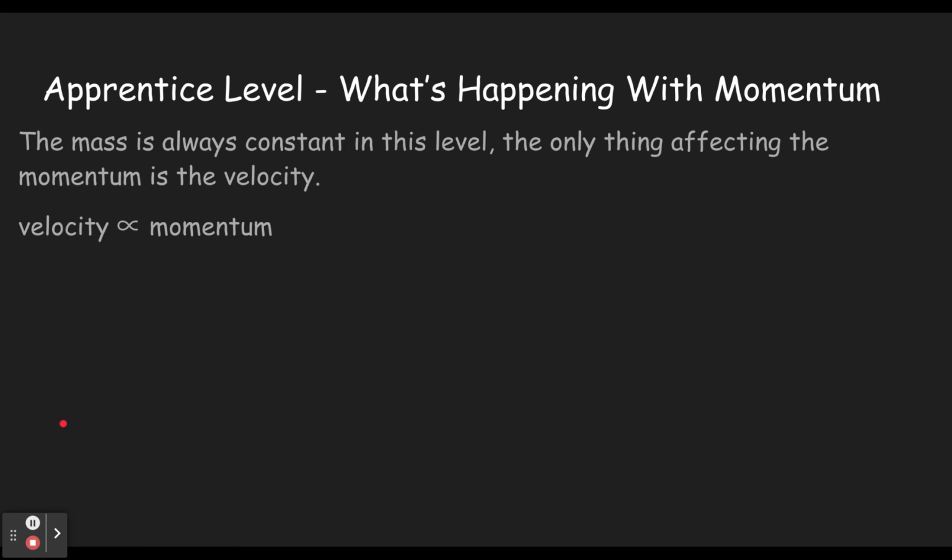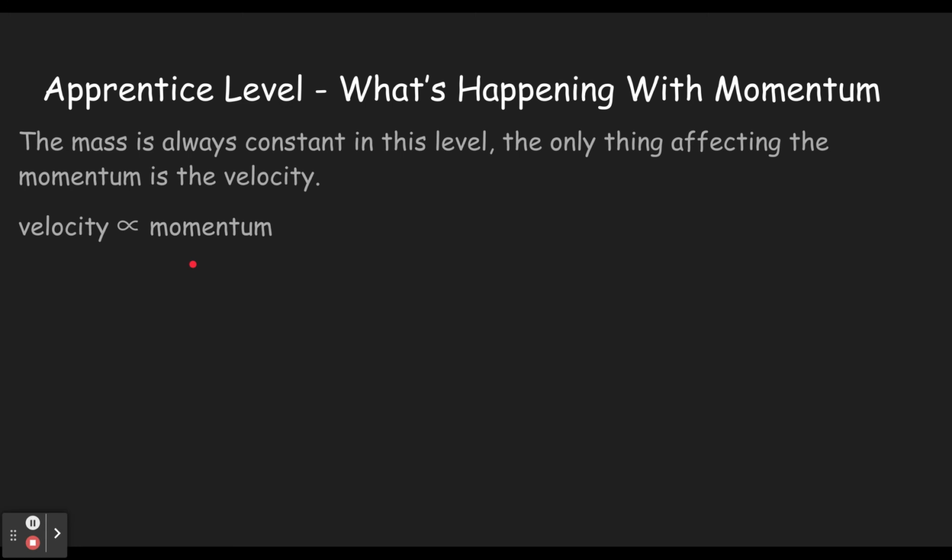So what you need to be looking for is what's happening with the velocity. Since the mass isn't changing at all, if the velocity is increasing, the momentum is increasing because we've got a direct proportionality here. If you need a review of direct proportionality, I'll link that here. But if the velocity is increasing, the momentum is increasing. If the velocity is decreasing, the momentum is decreasing. If the velocity is constant, the momentum is constant. Okay? All right.